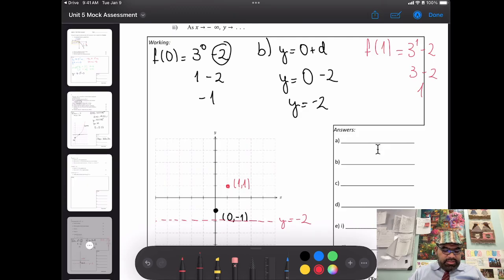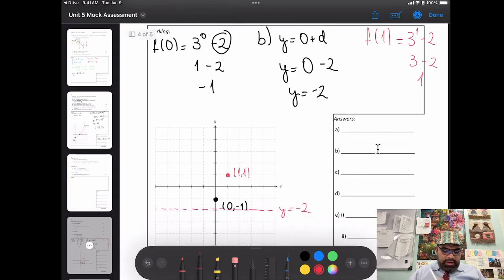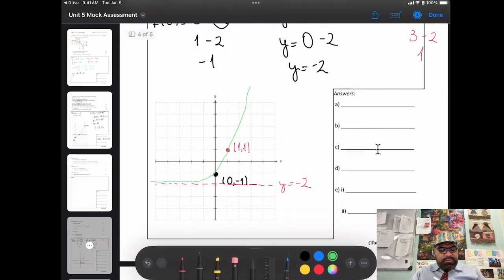Graph f of x. With those 2 points here, I can graph. I know it's a straight line here, and we go like this. It's a curve. I'm not sure how to do it by hand, so just go to the calculator. The same thing: x minimum negative 5, x maximum 5, y minimum negative 5, and 5. Just graph the thing you see.